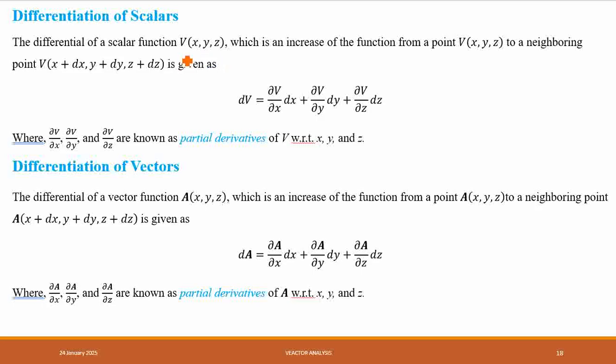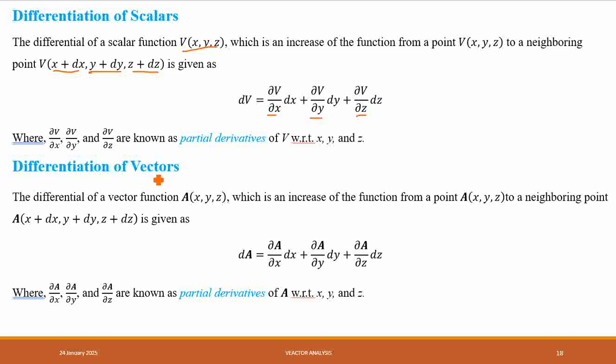Here I have taken v as a scalar function, which increases from one point v to a neighboring point v of x plus dx. So a small change in x coordinate, a small change in y coordinate, and a small change in z coordinate. So how can we differentiate this v? dv is dou v by dou x dx, plus dou v by dou y dy, plus dou v by dou z dz, where the terms dou v by dou x, dou v by dou y, and dou v by dou z are known as the partial derivatives of v with respect to x, y, and z.